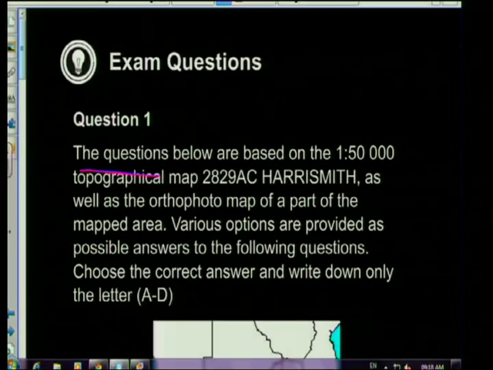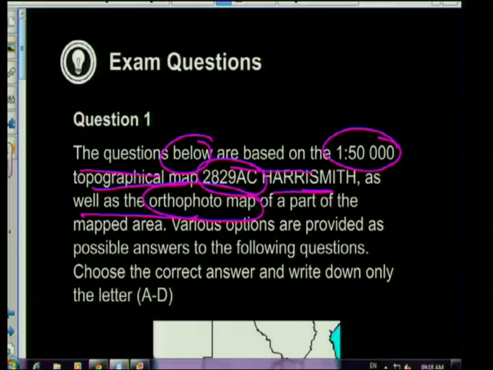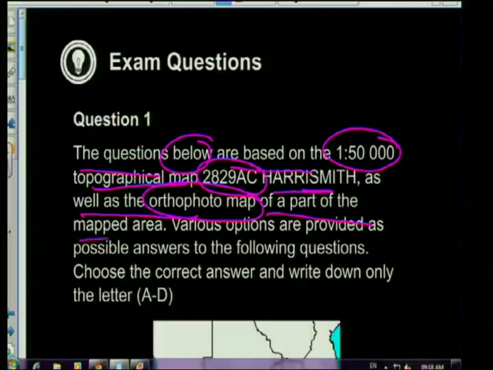The questions below are based on the 1:50,000 topographical map. Note the map reference or map index 2829AC Harry Smith, as well as the orthophoto map. Remember, your orthophoto map is a vertical aerial photograph which has been overlaid with contour lines as well as all different types of heights, and is of part of the mapped area.